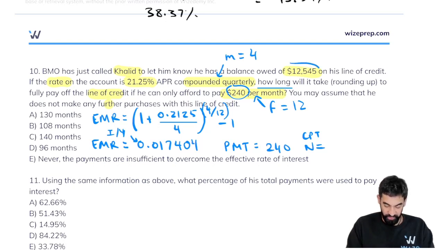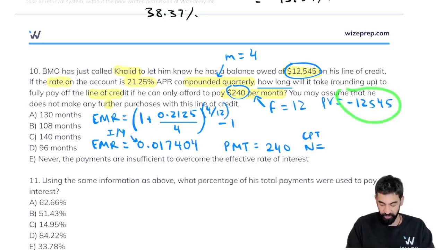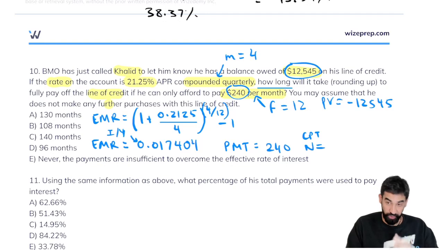The balance owed is this much, so that's the PV. So I can say PV equals negative 12,545. Always put the PV as a negative to be safe. Sometimes it doesn't matter. Here it does, because it's always got to be opposite sign to the payment and the FV. You could think about it as an outflow. That's what I owe, and the payment is what I'm making. So it's PMT, IY, what am I missing? FV you can put as 0. There's no future value. And now compute N.